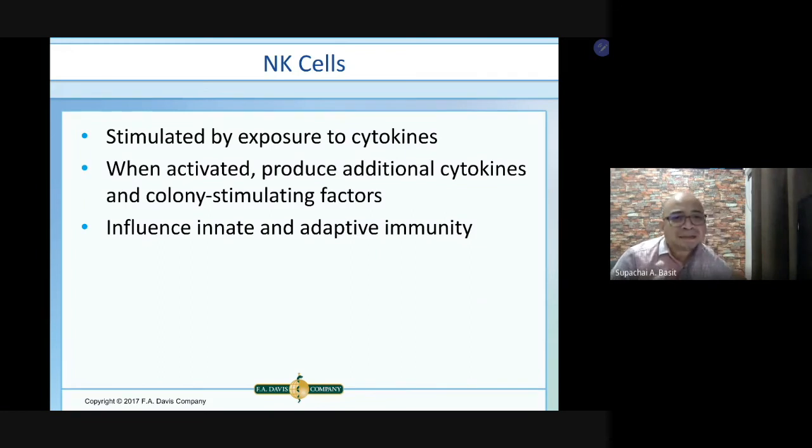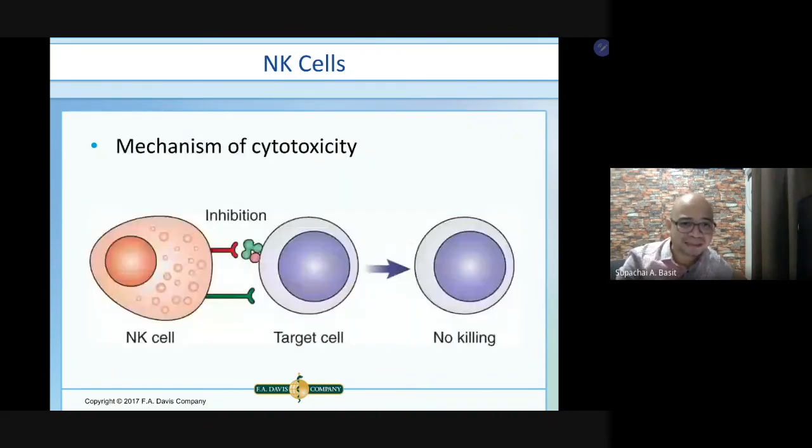Natural killer cells are stimulated upon exposure to cytokines, and whenever these cells are activated, they will produce cytokines and colony stimulating factor. So natural killer cells, though part of the natural immunity, can also influence adaptive immunity because they allow us to buy time before the T cells and B cells are activated. During the time when the T cells and B cells are not yet activated, the natural killer cells can do the job of minimizing and preventing the infection from spreading.